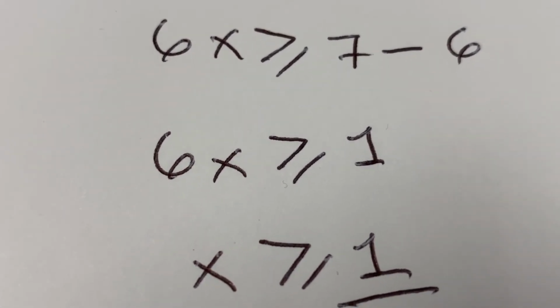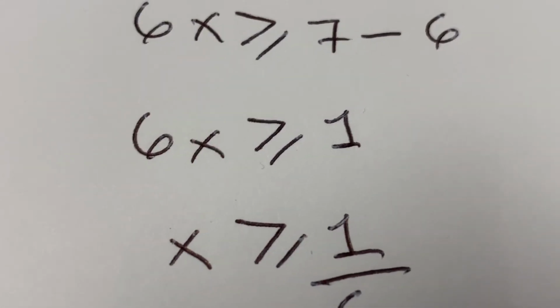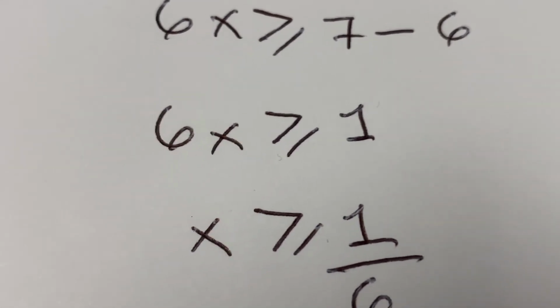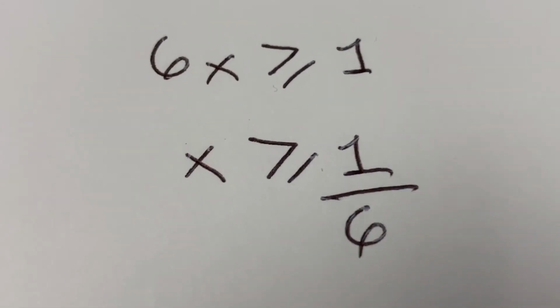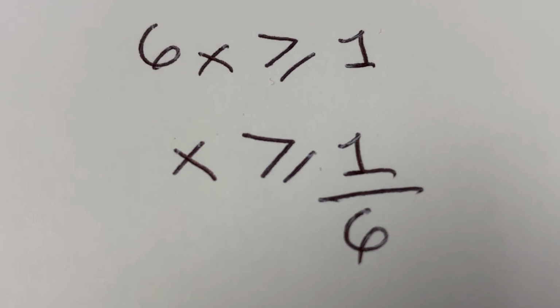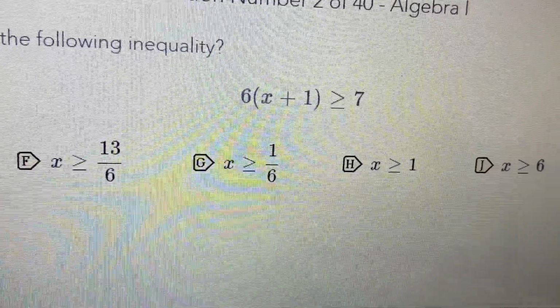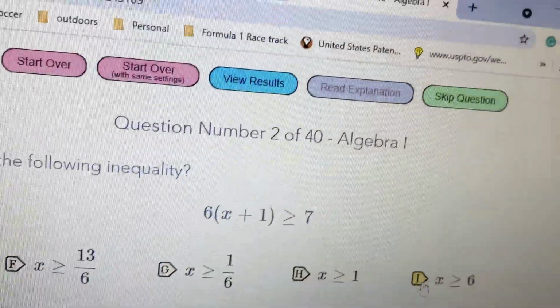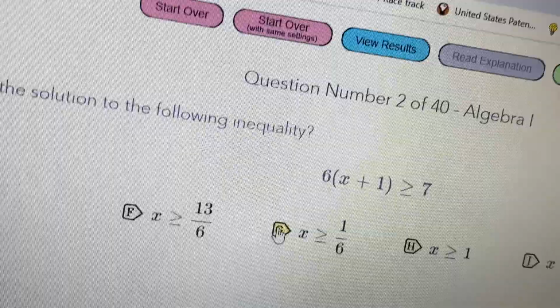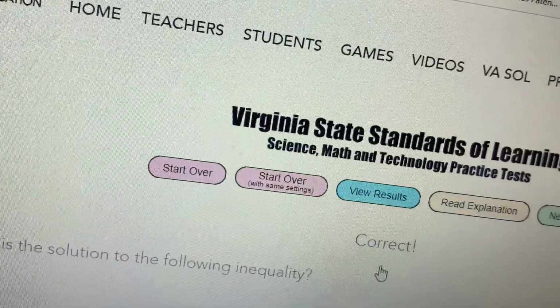Now this 6 is multiplying x. It's positive. It goes to divide on the other side, and I keep the same direction of the symbol because it's positive. So x is greater than or equal to 1/6. Do we have this one? Yes, it's going to be this one, G. So let's go here to G. That's my final answer. Correct.